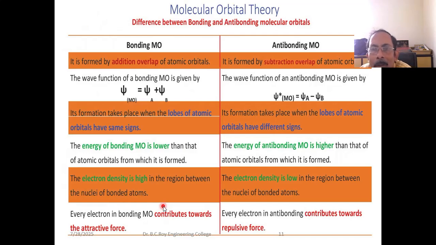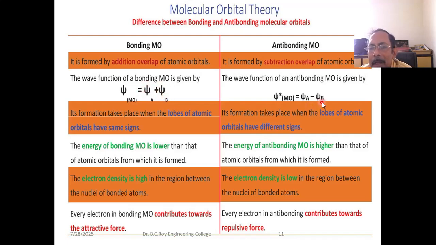Now, how do we consider the molecular orbital theory? The bonding molecular orbital, psi MO, is a combination of psi A and psi B, that is addition, positive interaction. It is also called constructive interference of the phase. So in phase overlap gives us bonding, and psi MO is equal to psi A plus psi B, where psi A is the atomic orbital of one atom and psi B is the atomic orbital of another atom.